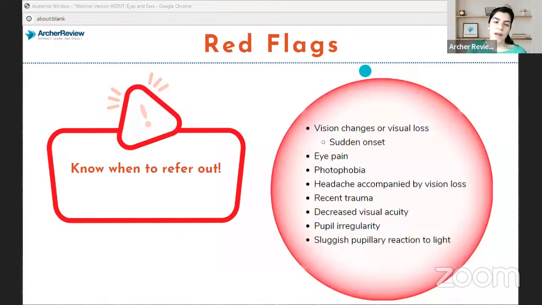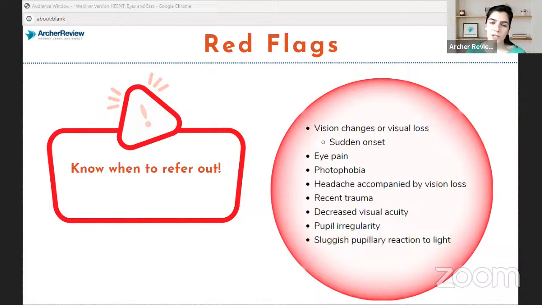All right, so some red flags, some do's and don'ts. Boards want to know, are you going to be a safe provider? Do you know when to refer out? What is normal and what is abnormal? So I really want to flag these, and this is what you're going to keep in the back of your mind as you're sitting for your boards and as you're also seeing patients in that clinical setting.